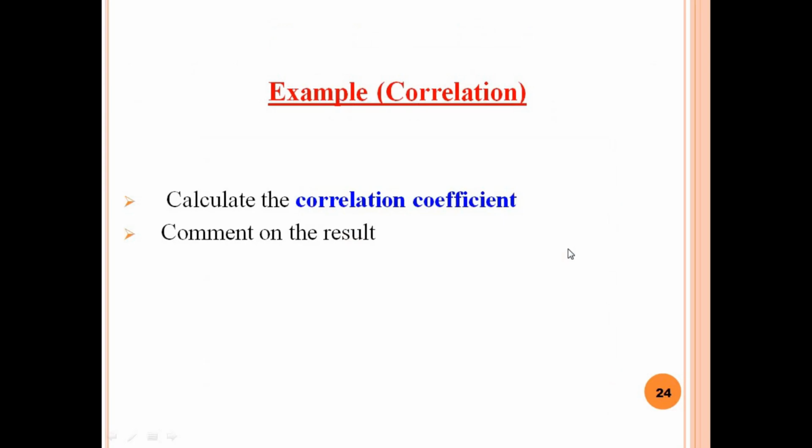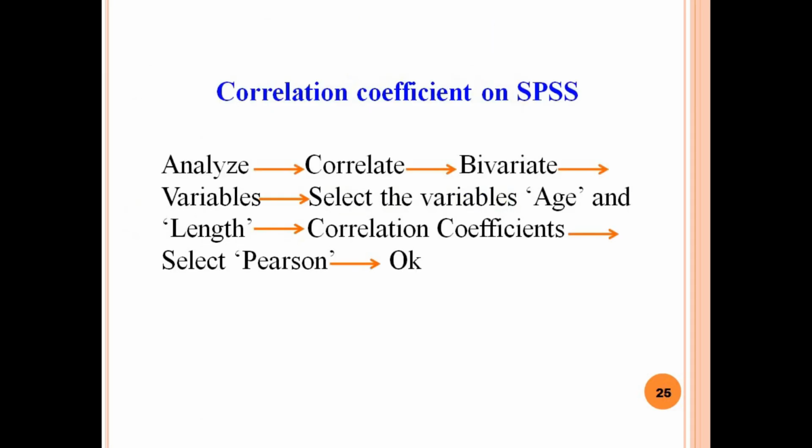Now you see, the question is, we have to calculate the correlation coefficient. That means we have to find the value of r and just you comment on your result. So this is your question. Okay, these are the data and this is your question. Now you see how we can perform. I have given here the SPSS code. Now you see correlation coefficient on SPSS, how we can perform. First you click on analyze.